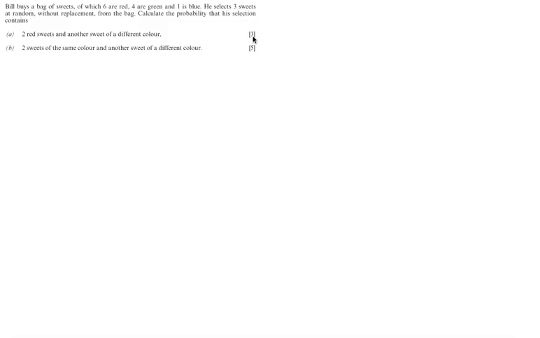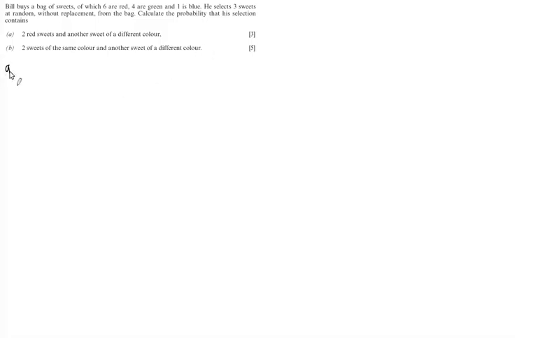Bill buys a bag of sweets, of which 6 are red, 4 are green and 1 is blue. He selects 3 sweets at random, without replacement, from the bag. Calculate the probability that his selection contains A. 2 red sweets and another sweet of a different colour.